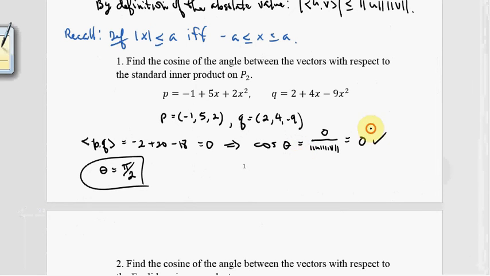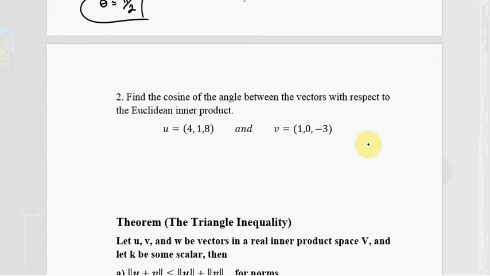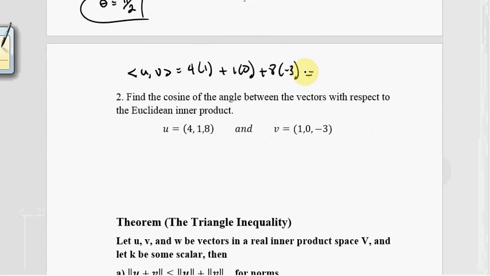So, number 2, find the cosine of the angle between the vectors here with respect to the Euclidean inner product. So we find the inner product of u and v. So this is going to be 4 times 1 is 4, plus 1 times 0, plus 8 times negative 3. So here we get 4 minus 24, or negative 20.